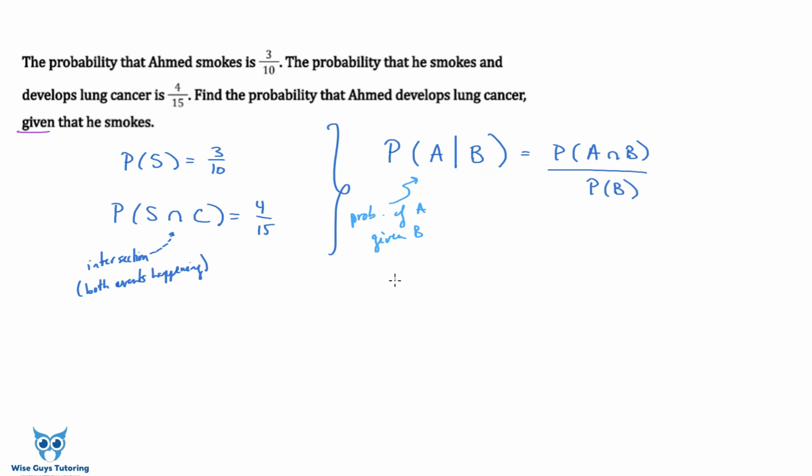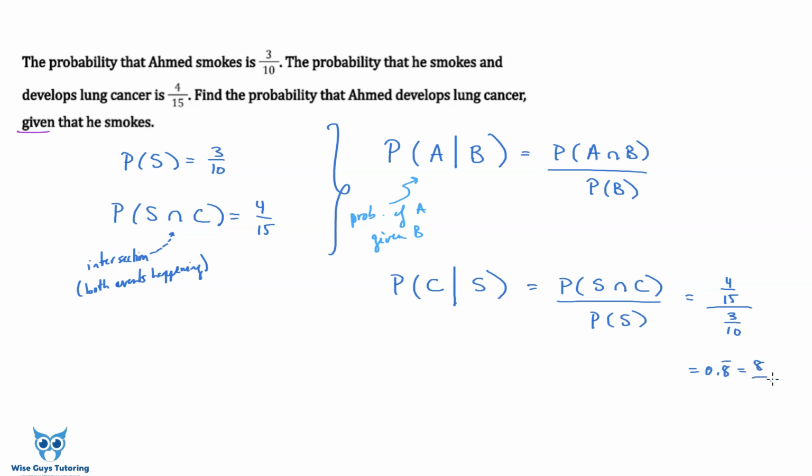So if we replace ours, the probability that he gets cancer given that he smokes, we're going to say the probability of both of them happening, smokes and gets cancer, divided by the given, which is smoking. So we just have to punch the numbers in. We already have the intersection: probability of both is 4 over 15. We have to divide that by the probability that he smokes, which is 3 over 10. And if you put that in your calculator, you will get 0.8 recurring, which is 8 over 9.